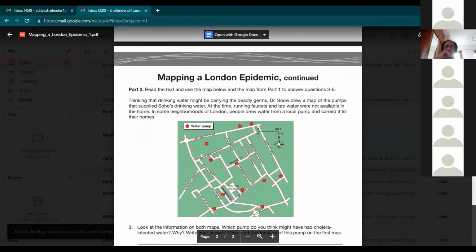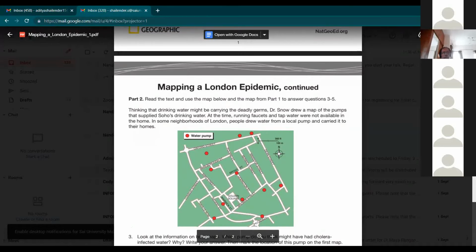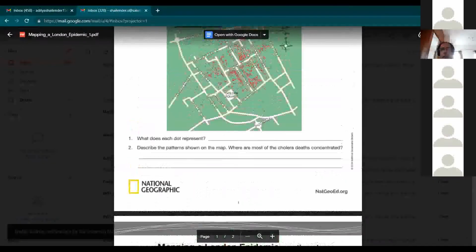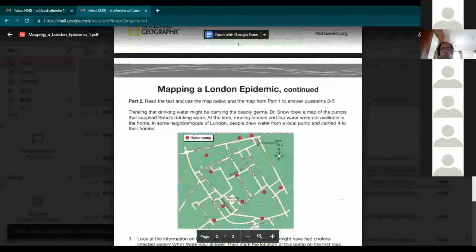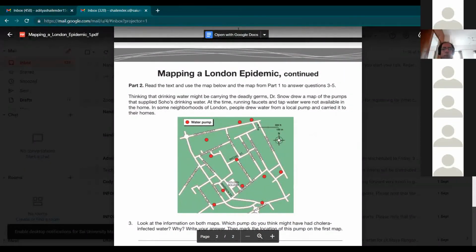Can you repeat it again, sir? Right. So basically, let me repeat this again. The deaths are concentrated around Broad Street, correct? Yes, sir. From that first graph. This is Broad Street. The deaths are concentrated around Broad Street. And as I said, I'm referring to this particular file, the PDF mapping a London epidemic. The deaths centered or clustered around Broad Street, but the pumps are a little bit more spread out. The water pumps, correct? Yes? Yes, sir.